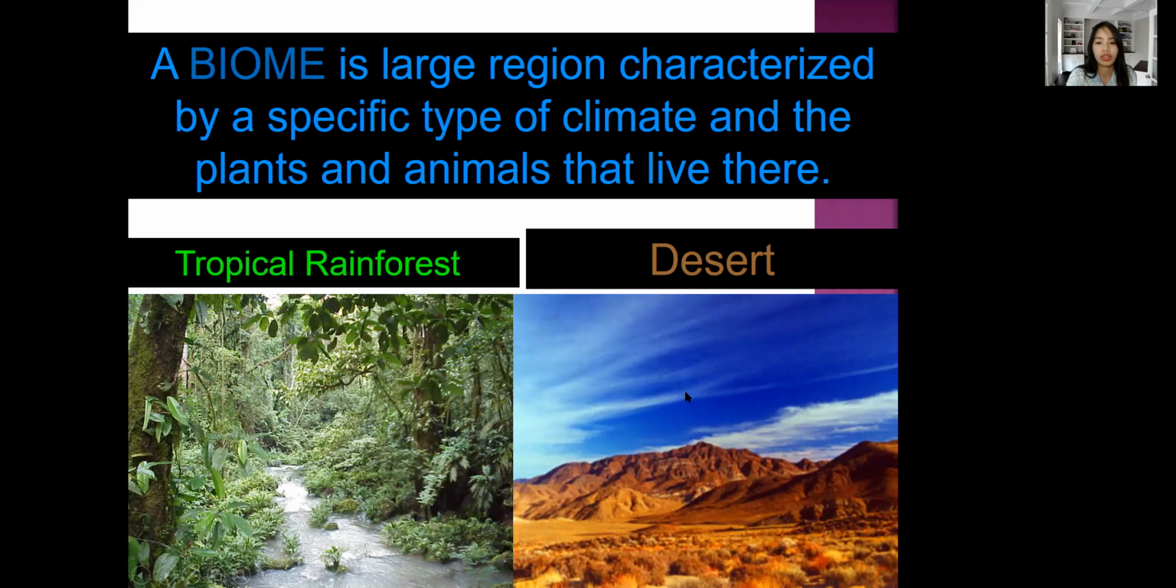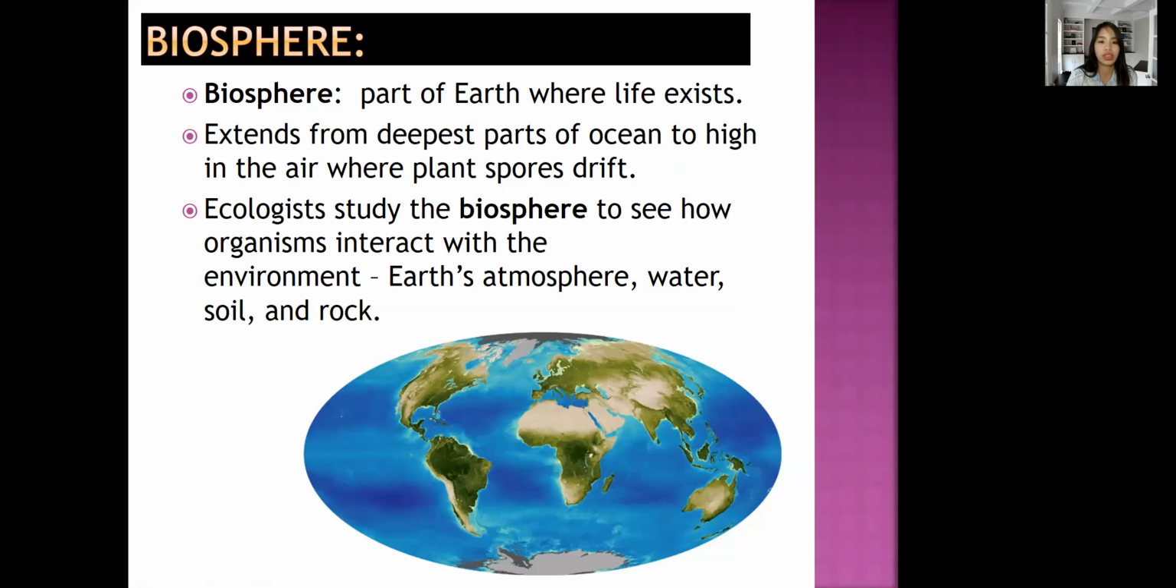Next is the biosphere, the part of the earth where life exists. It extends from the deepest parts of the ocean to high in the air where plant spores drift. So when we say biosphere, it is the highest level of organization. It is the global ecological system which consists of all living organisms and other factors which support life.